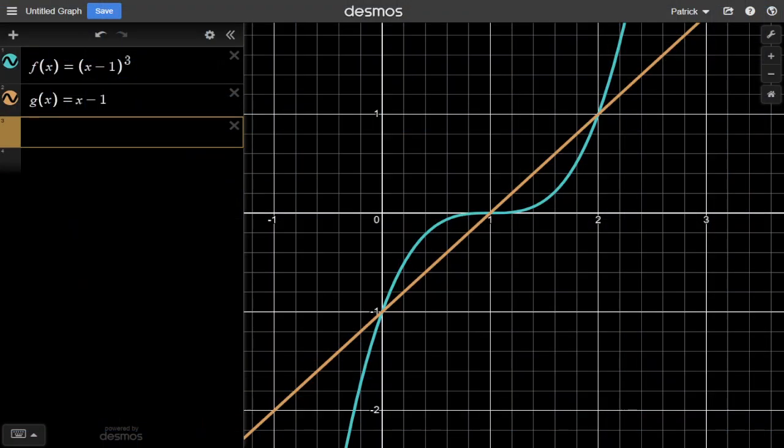Let's go ahead and look at another example. This time, I have the functions f of x is (x minus 1) cubed, and g of x is x minus 1. And the thing I want you to notice about these functions is they kind of swap places.